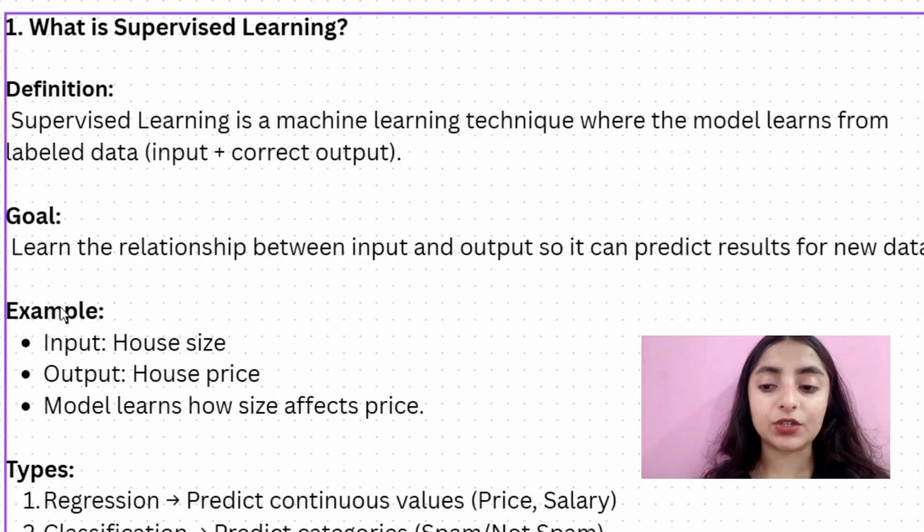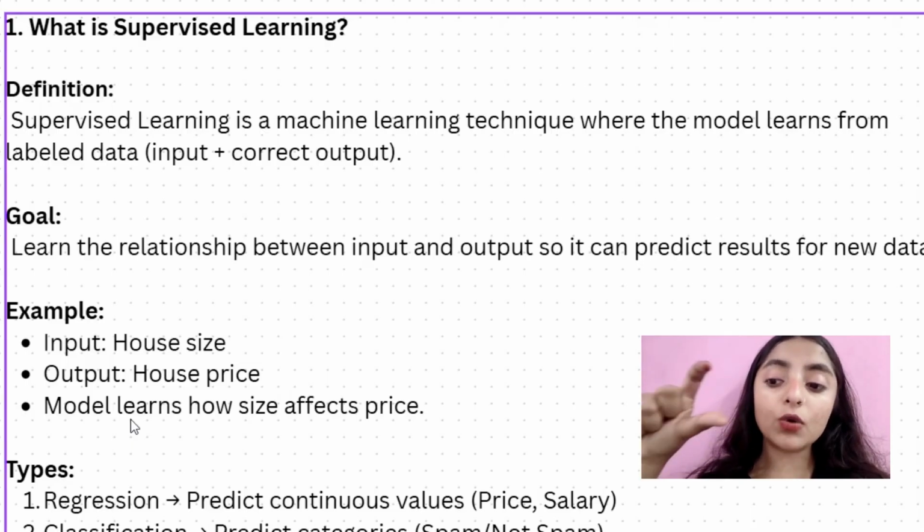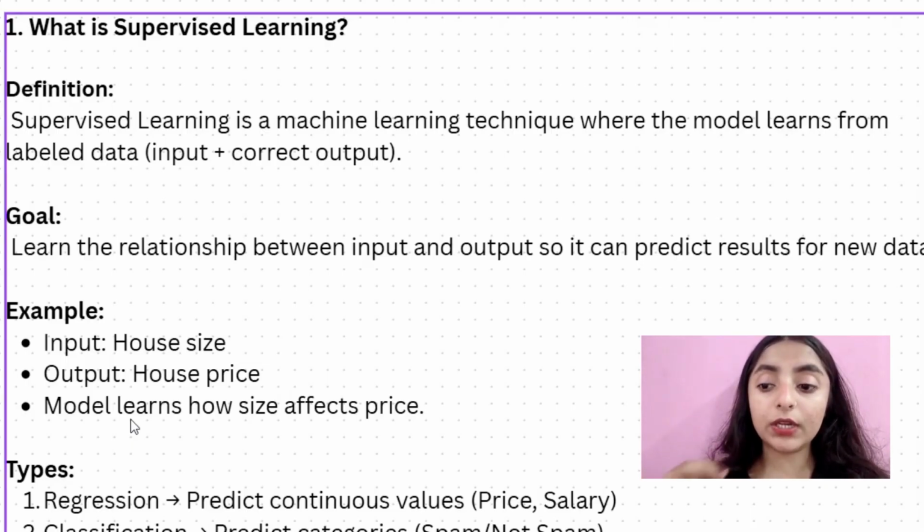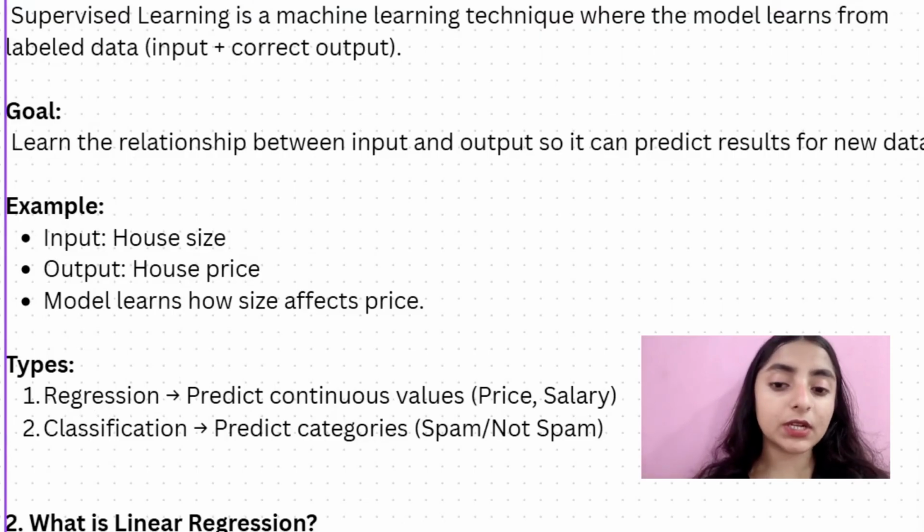Here, for example, the input I am taking is house size. According to house size, we can predict the house price. If we have 1 BHK, we can predict like 8 to 10k. If 2 BHK, 10 to 15k, and 3 BHK, 20 to 25k. Like that we can predict now. So the model learns how house size affects the price. So it is an example of supervised learning.